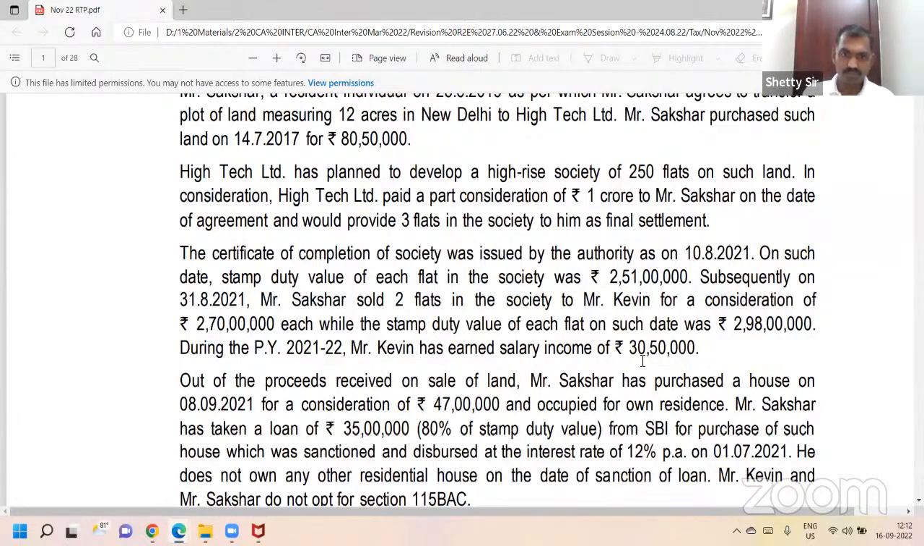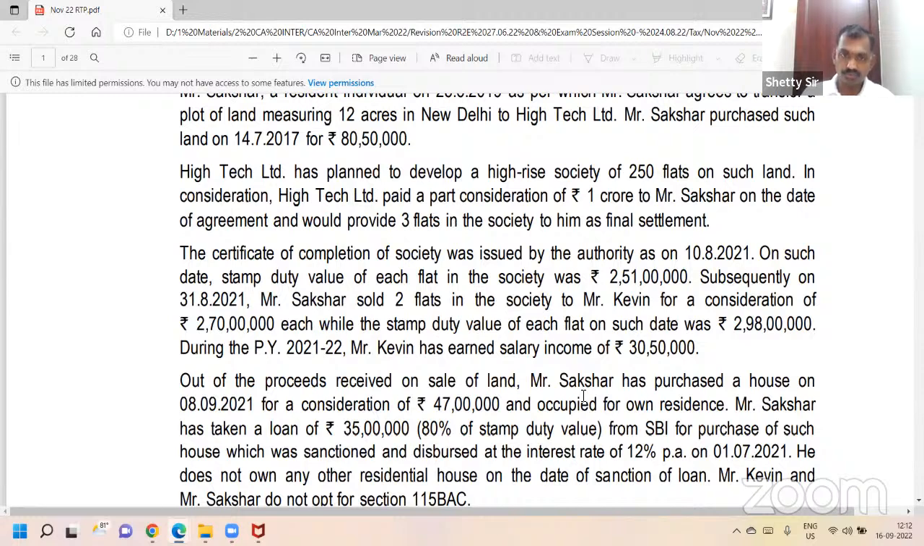Sale value is 270 or 298, whichever is higher. One point missed and 270 is one of the answer options there. 270 lakh is one of the four options. That's where you have to be careful. So this mistake: 270 lakh or 298 lakh, whichever is higher, is 298 lakh.